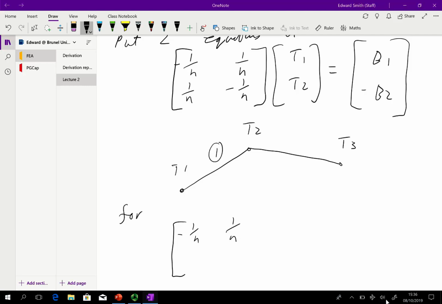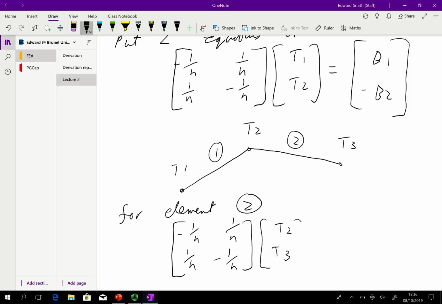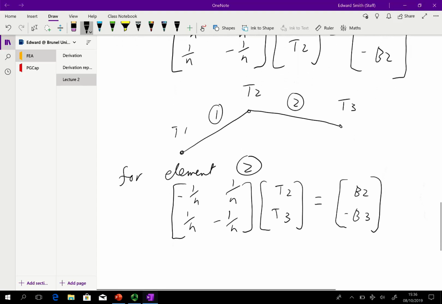So if this is element 1, and this is element 2, for element 2, the equation would be of the form 1 over h, minus 1 over h, T2, T3, and that's going to be equal to B2 and minus B3 like that. And similarly for element 3 and 4 and 5 and so on. So essentially the process is general and would work for any element. And essentially these 1 and 2 are just arbitrary coefficients. So then what we start to do is we start to collect together the equations.